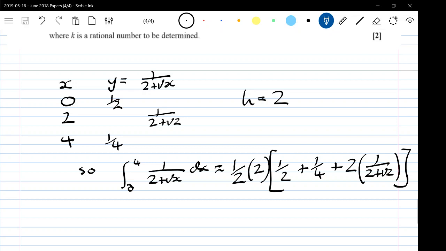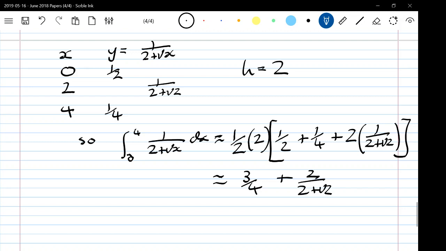Now comes the problem that we've got this 1 over 2 plus root 2 in our fraction. So let's see where we go with that. That's approximately equal to 3/4 plus 2 over 2 plus root 2. And many of you might feel that is equivalent to the answer. If you put that into your calculator, it gives you the same exact answer, so why not just say that equals what we want it to be. But this was a show that question. So we're going to have to go from this point here to our end point, showing what we're doing.